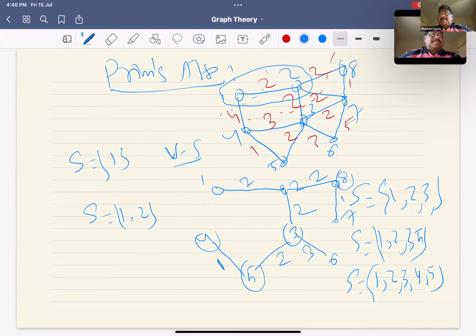So if you see, for example, the first edge we added was 1 to 2. So the degree of this vertex was 1. Next we added 2 to 3, so the degree of 3 was 1. Then we added 3 to 5, and the degree of 5 was 1. And 5 to 4, we added, and the degree of 4 is 1. So like this. Since we are adding an edge from S to V minus S, the graph is always acyclic. So acyclicity is maintained.